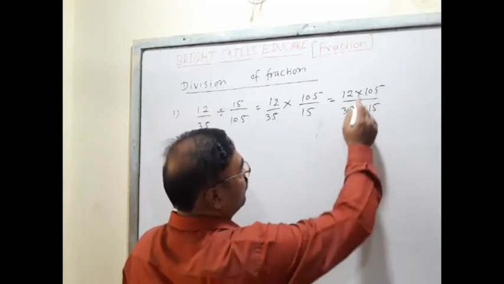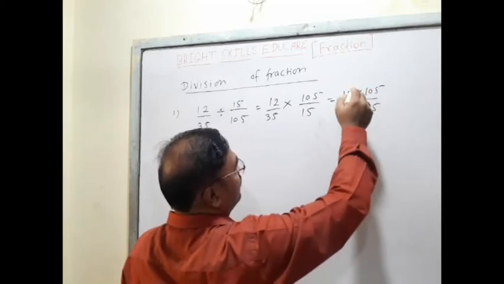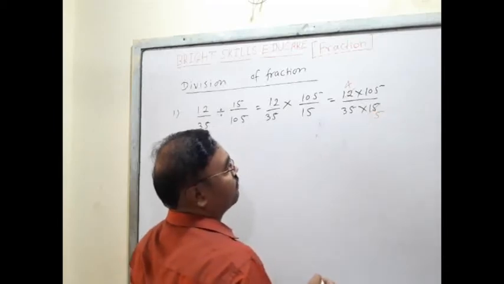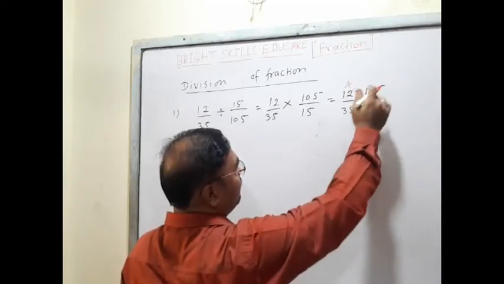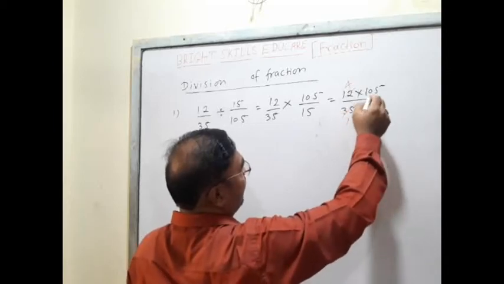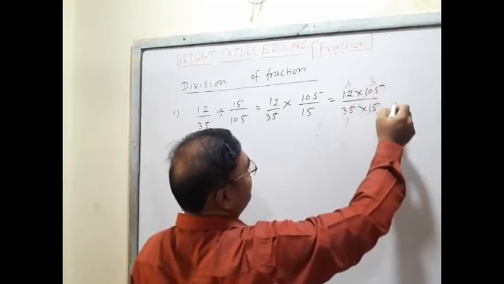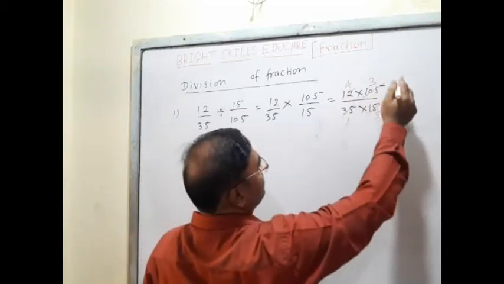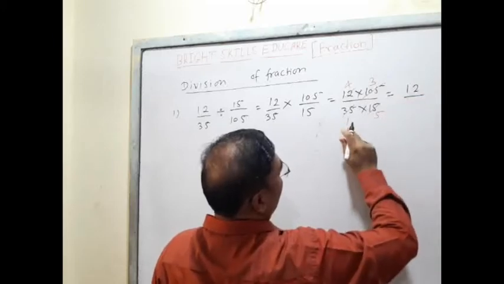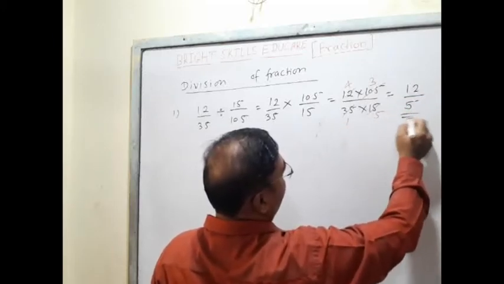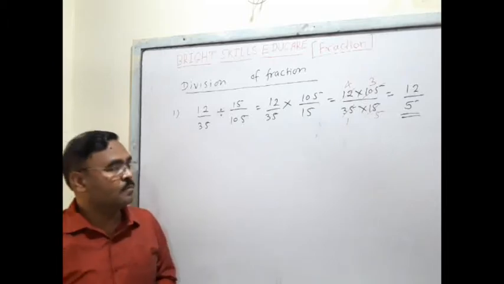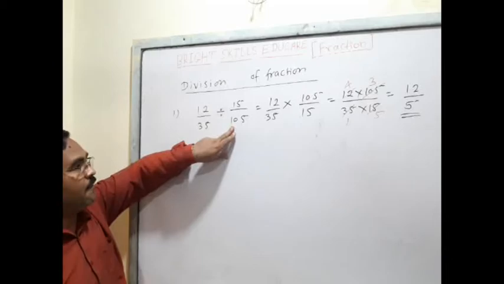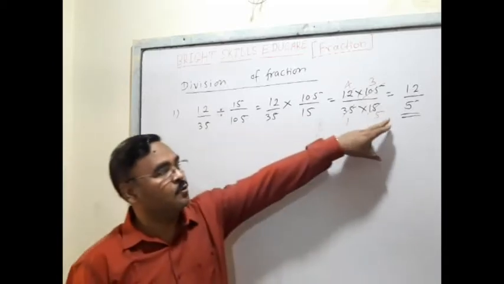Cancellation here, 12 and 15. 3 4s are 12 and 3 5s are 15. 35 and 105. 35 1s are 35. 35 3s are 105. So it came 4 3s are 12 upon 1 into 5, 5. This is your final answer. So 12 upon 35 divided by 15 upon 105, the answer will come 12 upon 5.